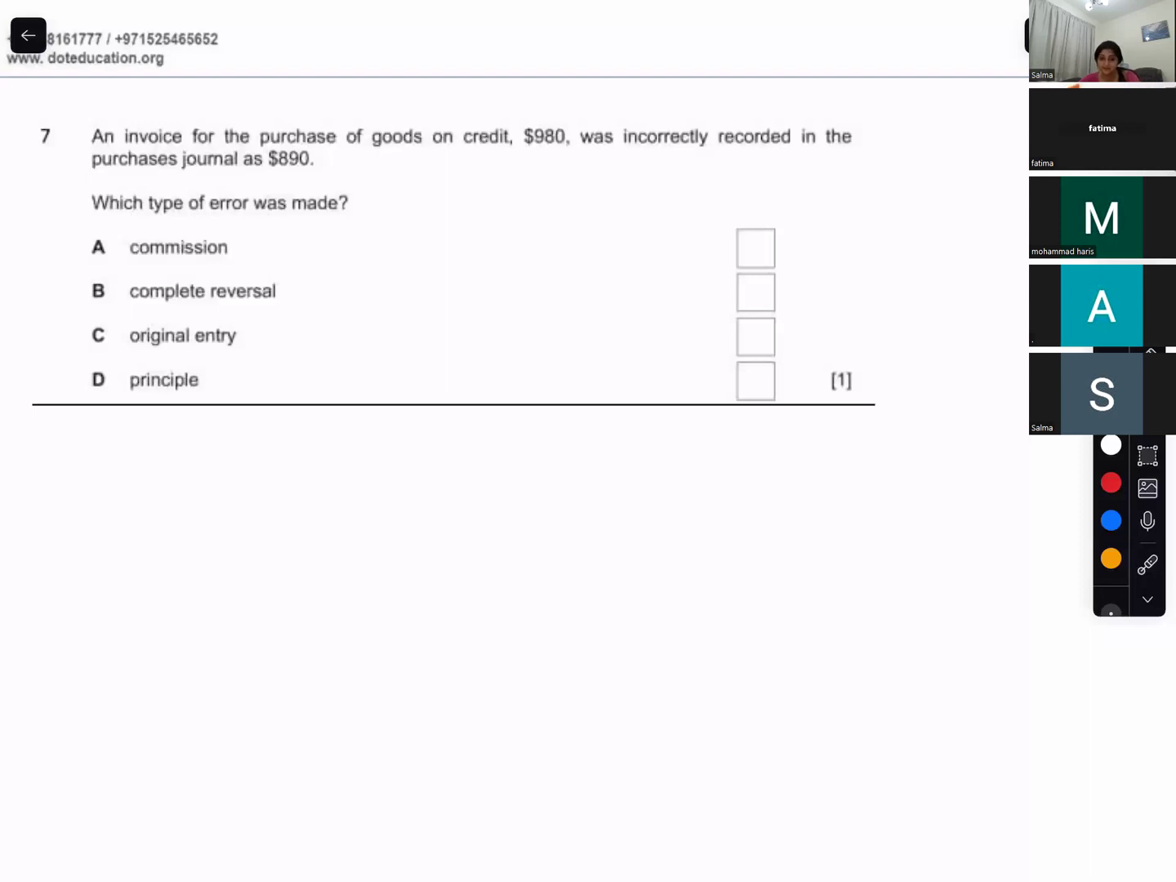An invoice of purchase of goods on credit 980 was incorrectly recorded in the purchase journal as 890. What is the type of error? Original entry. Error of original entry. Okay.